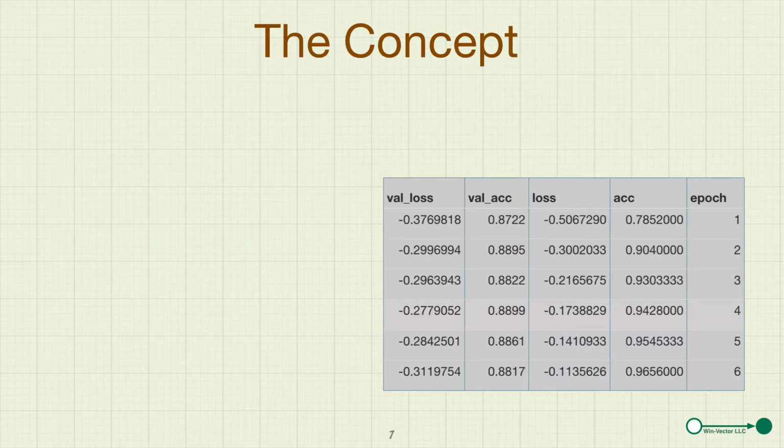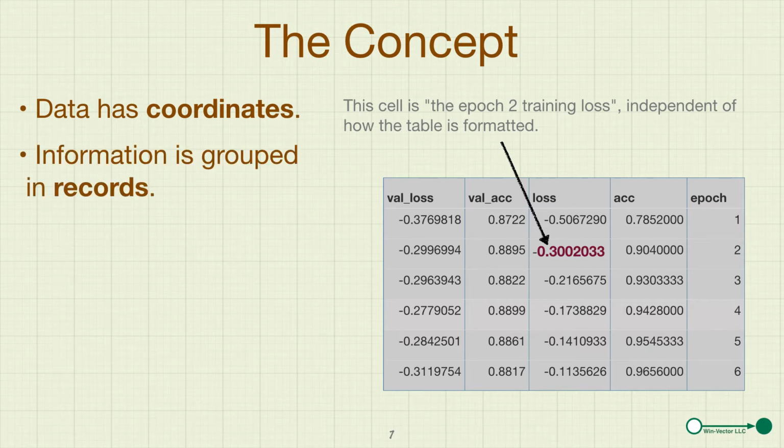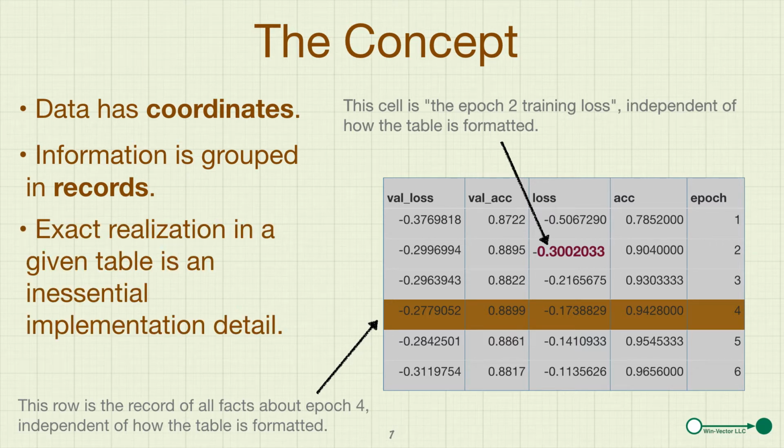The concept is the following. Data has coordinates. This cell of roughly -0.3 is the epoch 2 training loss independent of how the overall table is formatted. Information is grouped in records. This set of cells is all facts about epoch 4, again, regardless of how the table is formatted. Exact realization of records as rows or positions of cells is an irrelevant implementation detail that cdata helps you work around.